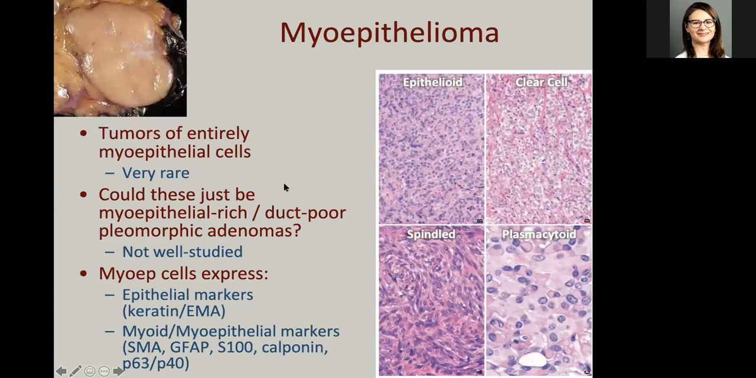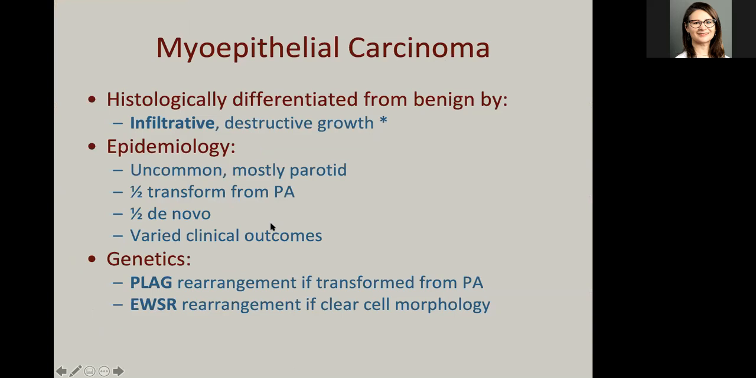All right, what if you have a tumor composed entirely of myoepithelial cells? This is thought to be a myoepithelioma. This is quite rare in the salivary gland. Generally, you can find a duct or so here and there, and it's thought, therefore, that they are probably just myoepithelial-rich pleomorphic adenomas. However, true myoepithelial carcinomas can be found in the salivary glands, and these are defined as, of course, single cell type myoepithelial cells with infiltrative destructive growth.